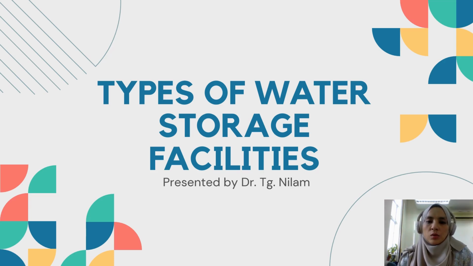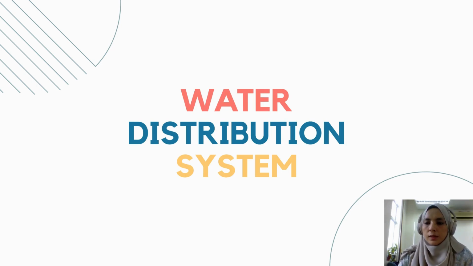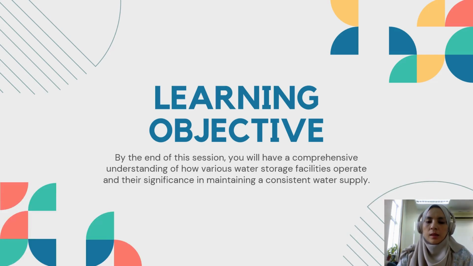The second objective is to explore the different types of water storage facilities commonly used in Malaysia, and also to examine the advantages and disadvantages of each type. So we go to the learning objective of this topic. By the end of the session, you should be able to have a comprehensive understanding of how various water storage facilities operate and their significance in maintaining a consistent supply.